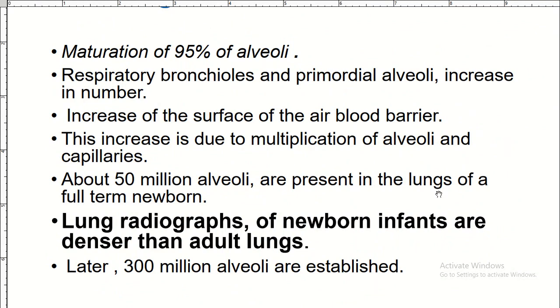Very important. So newborn infants, the lungs of infants, due to radiography, are going to be more dense than the adult lung. You understand? At birth, you're going to have about 50 million alveoli, and later on, the total alveoli present after 10 years is going to be 300 million.